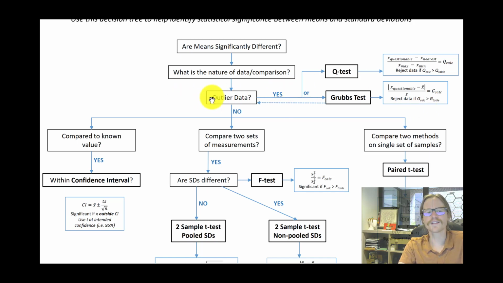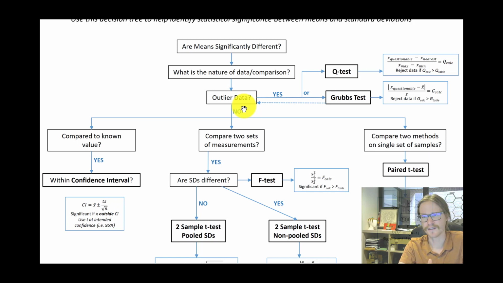In this case, instead of a Q table, you would be given a G table. So this is always the first waypoint when treating data for statistical significance, because of course if you include an outlier piece of data that shouldn't be there, that's going to throw off your average and standard deviation, which are critical pieces of information when we're trying to compare statistical significance.